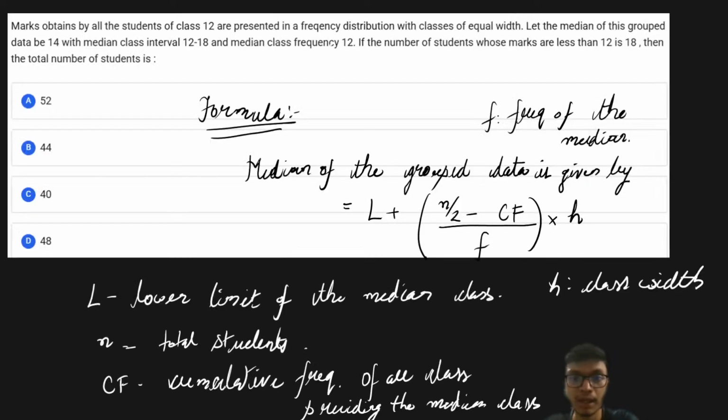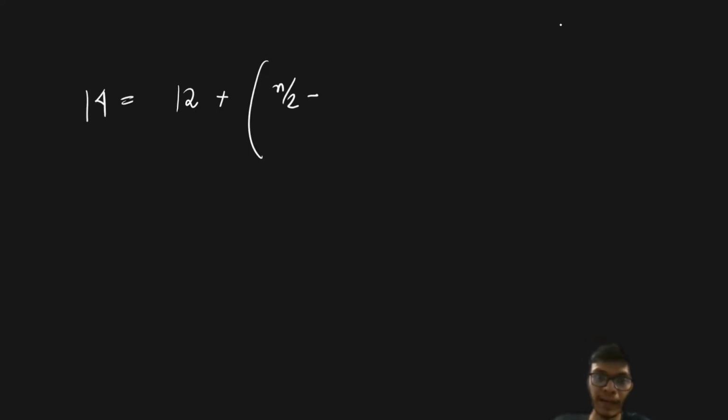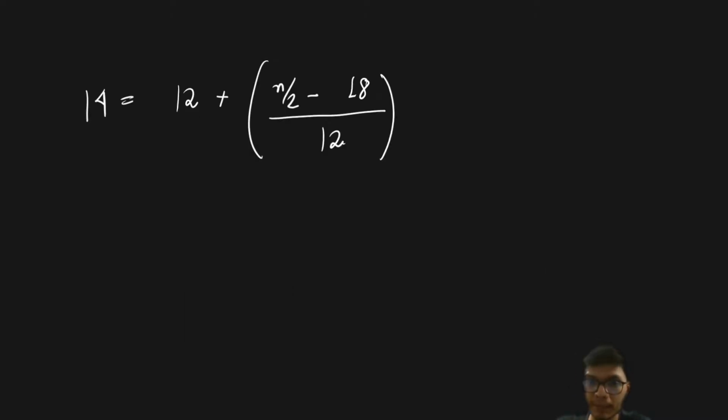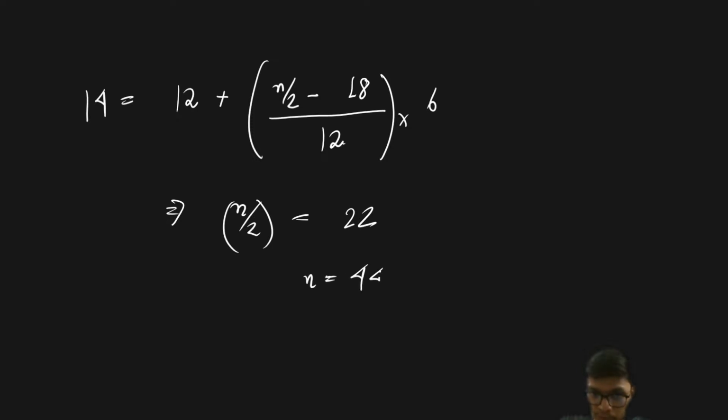What is the cumulative frequency? The number of students whose marks are less than 12 is 18, so the cumulative frequency is 18, divided by the frequency of the median class, which is given as 12, multiplied by the class width, which is 6. From this we can find n upon 2. If you solve it, you get n upon 2 equals 22. So the number of students equals 44.